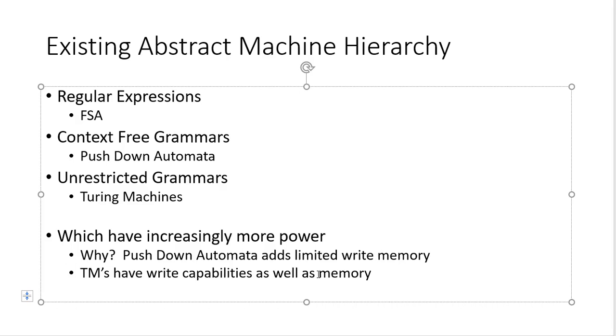Now, the way Turing machines were posed, these write capabilities were the ability to change the input. I do not think that this is needed at all, this ability to change the input. But we do need these infinite tapes and the ability to write.